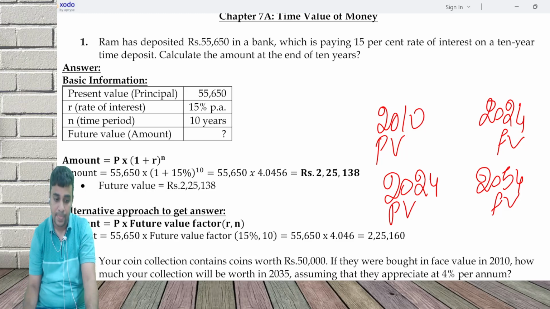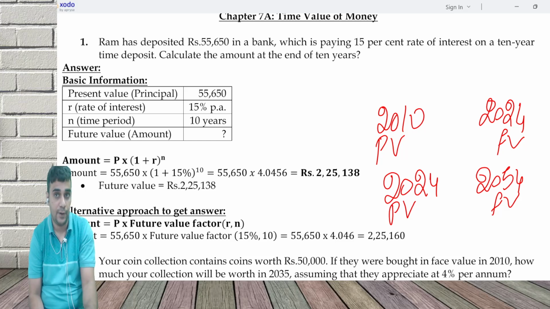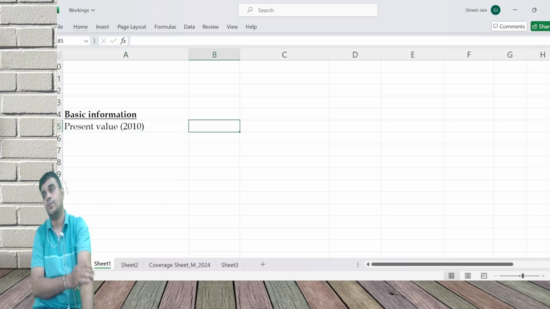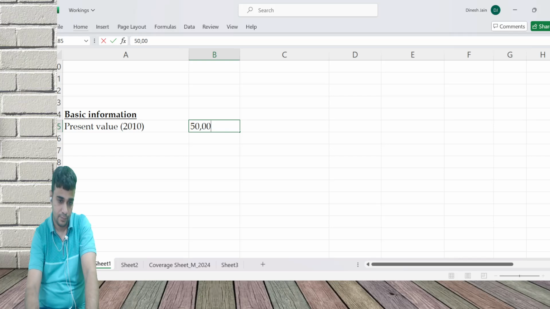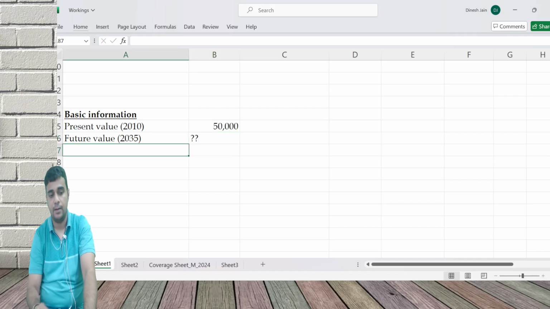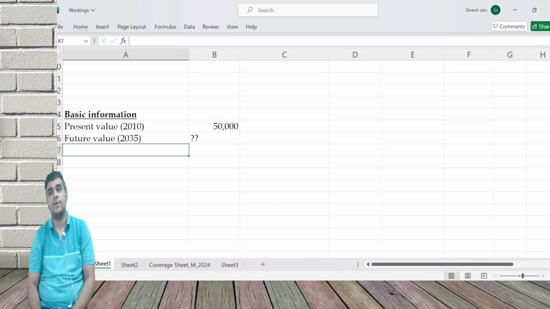So in this question, this 50,000 is when? 2010. 50,000 is 2010 and they're asking what will be the worth in which year? 2035. Now write present value in bracket 2010. How much? Future value in bracket 2035, question mark. Present value 50,000. Future value question mark.